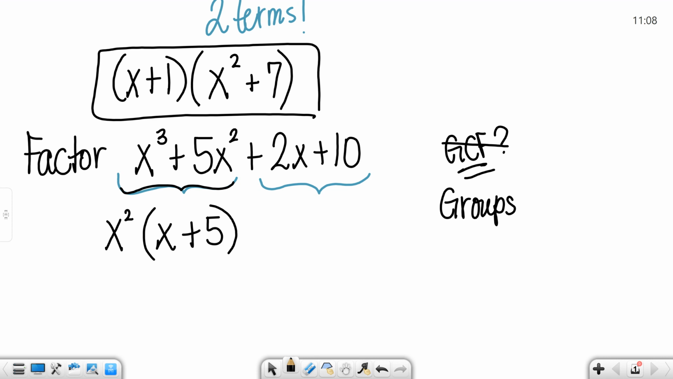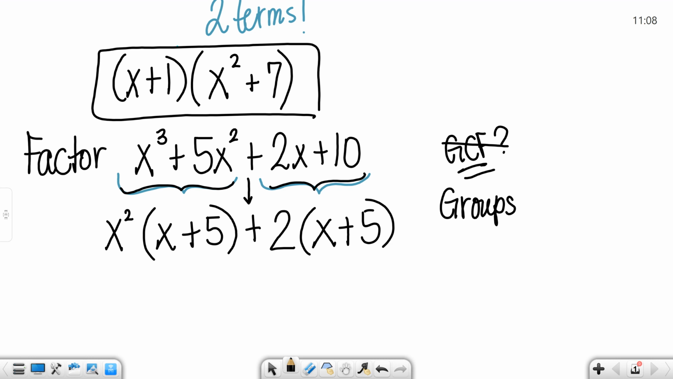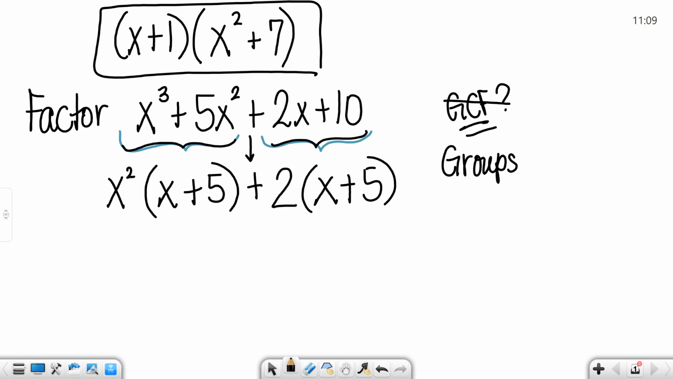All right, I'm going to bring down this plus sign. And then I'm going to factor out what these two have in common. They both have a 2 in common. When I factor that out, I would be left with an x plus 5. Now what we have looks very similar to the problem above. We've got our 2 groups. Okay, we still have those 2 groups, and both groups have an x plus 5.